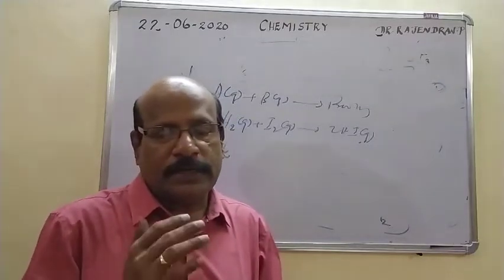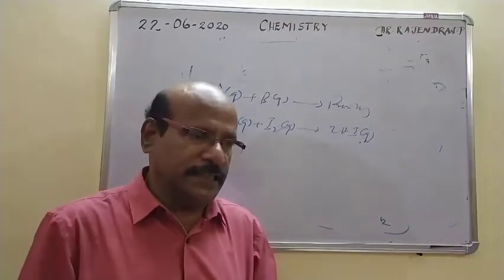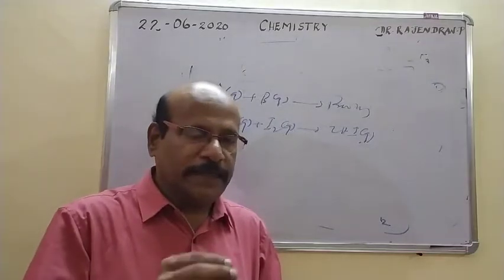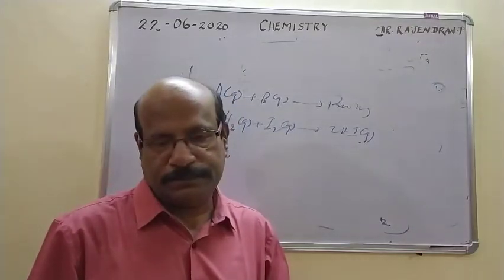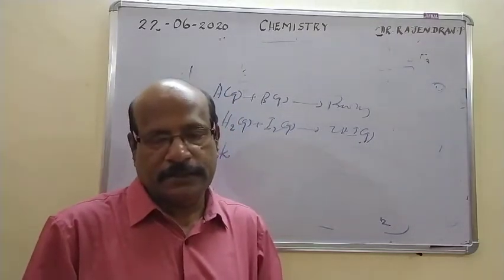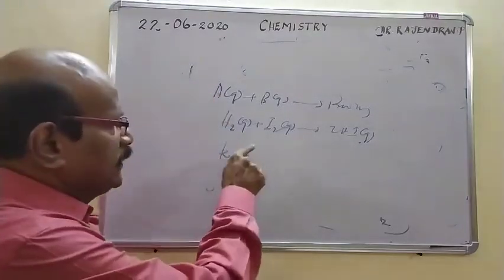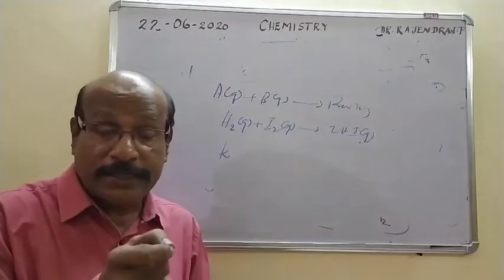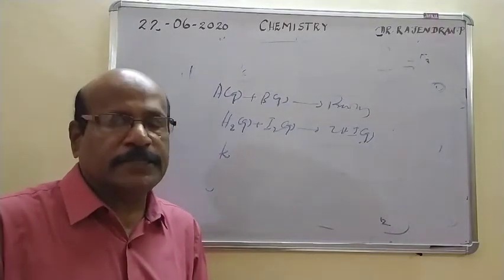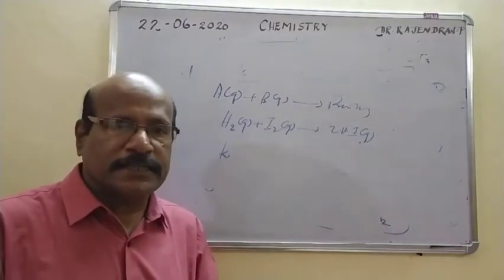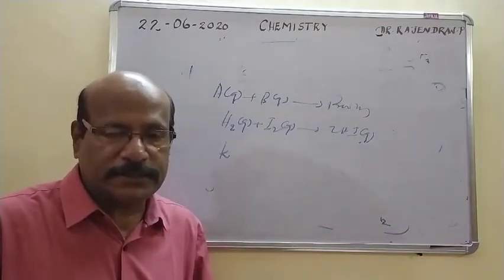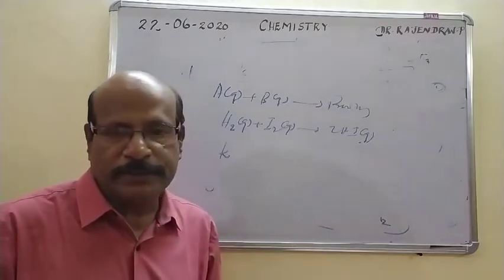Derive: what are the essentials of the collision theory to explain the kinetics of the reaction, the rate of the reaction? Then derive the expression for the rate constant K of a bimolecular gaseous reaction based on the collision theory. And this aspect will be discussed in the next class. Thank you very much for listening to me.